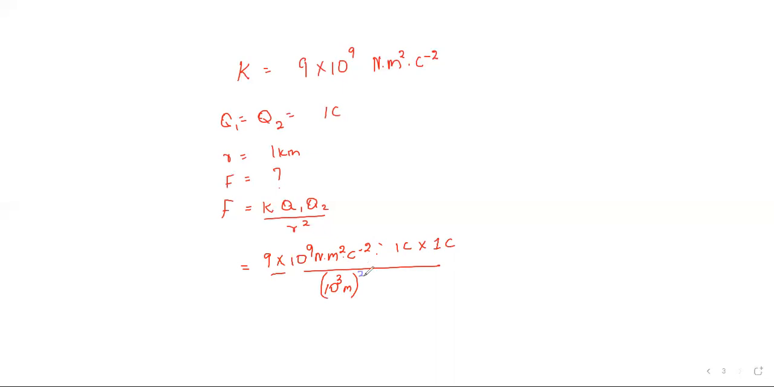That is a square. That will be 9 Newton. Coulomb multiplied by coulomb squared is going to cancel with that. 1 multiplied by 1 is 1. And we have 1 Newton, 9 meter squared, Newton, divide by 10 to the power 6 meters squared.